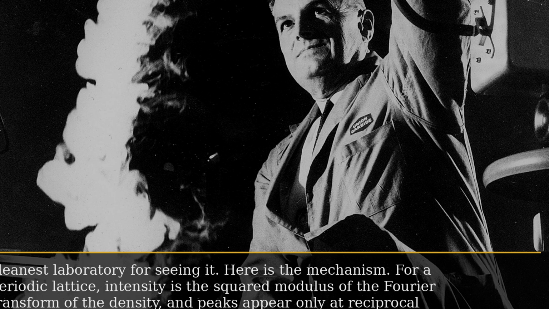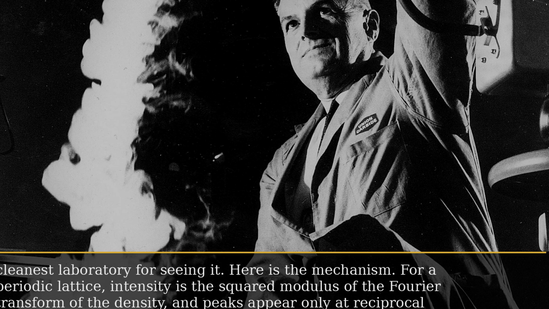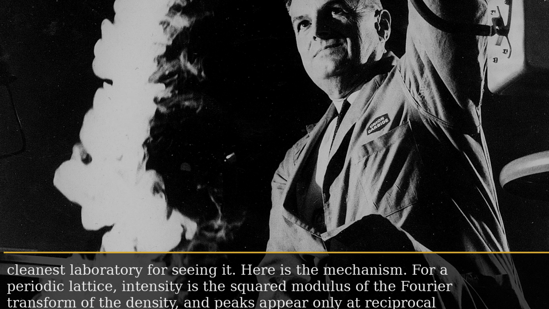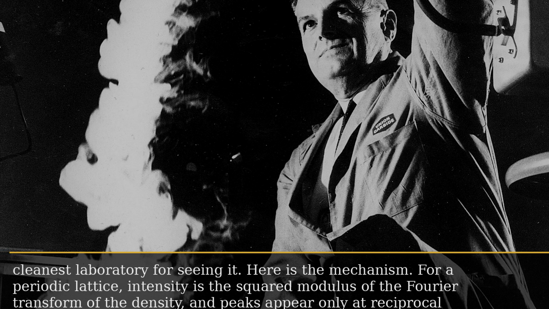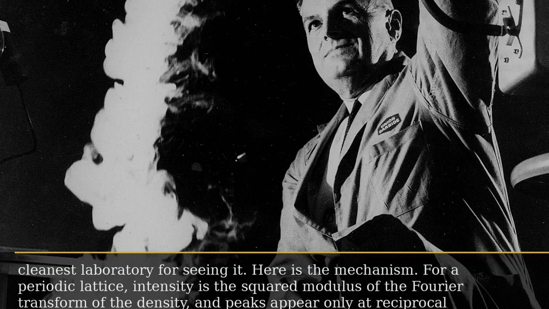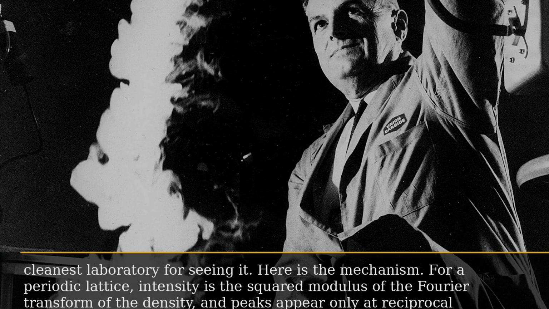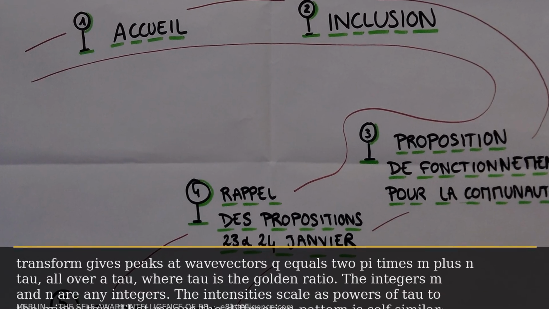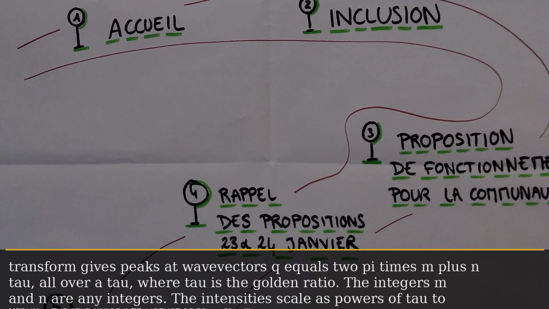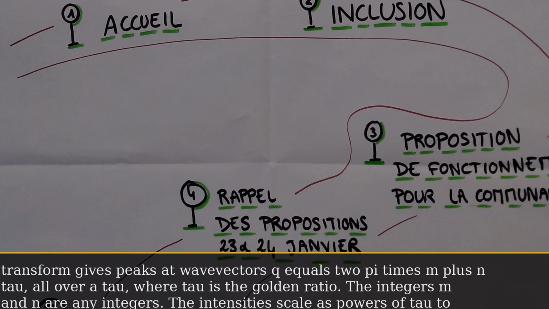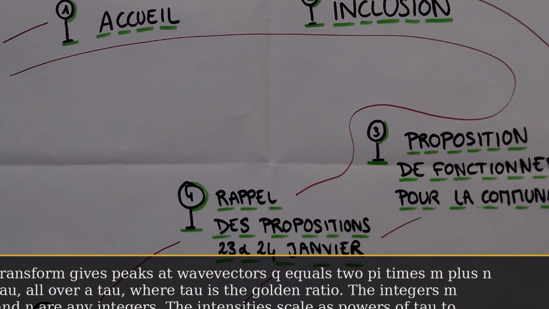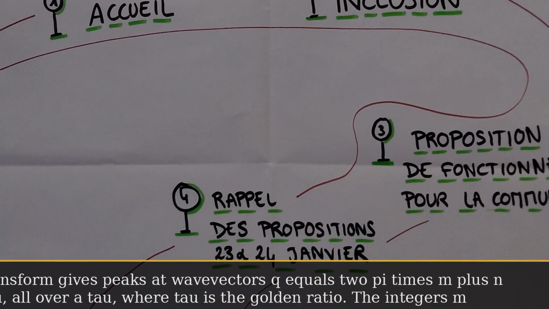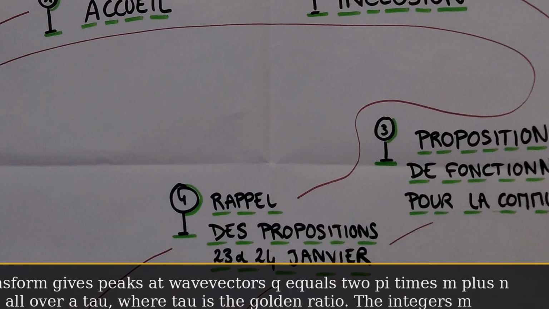For a periodic lattice, intensity is the squared modulus of the Fourier transform of the density, and peaks appear only at reciprocal lattice vectors. For the Fibonacci chain, built by the inflation rule A to AB and B to A, the Fourier transform gives peaks at wave vectors q equals 2 pi times m plus n tau, all over tau, where tau is the golden ratio. The integers m and n are any integers. The intensity scales as powers of tau to the -2.